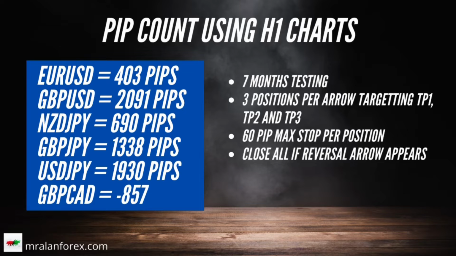Looking at the total pip count, you can see overall on the hourly time frame, we are taking a large number of pips. Note that this is just for 2021, so 7 months of trading. In my previous video, I did 1 year and 7 months. It would have taken too long if I went back that far. This is an excellent result overall, but it does differ depending on the Forex pair that you're looking at.